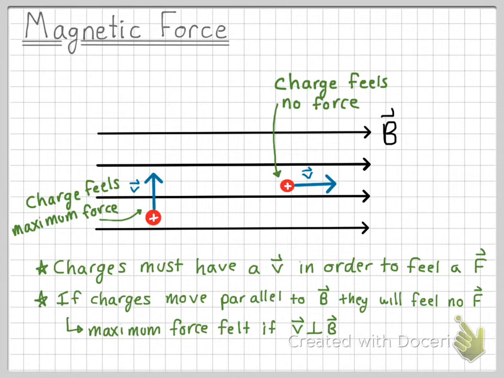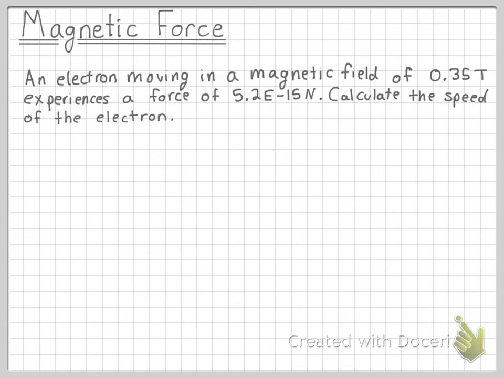So you may be wondering when the charge feels a force less than the maximum but still larger than zero. And the answer is when the velocity is at an angle to the magnetic field. The equation for magnetic force is the charge multiplied by the velocity of the charge and the strength of the magnetic field. So let's do an example.